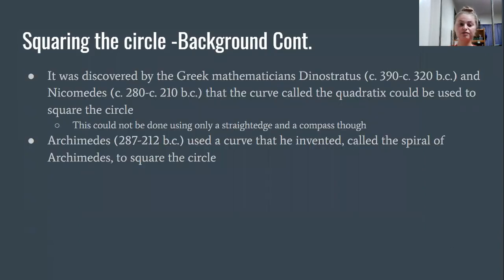Next, it was discovered by the Greek mathematicians Dinostratus and Nicomedes that the curve called the quadratrix could be used to square the circle. Additionally, Archimedes used a curve that he invented called the spiral of Archimedes to square the circle. Both of those methods could not be done using only a straight edge and a compass, though. So it doesn't really follow the traditional method of Greek mathematicians, but it does show that squaring a circle was able to be solved by more advanced methods.